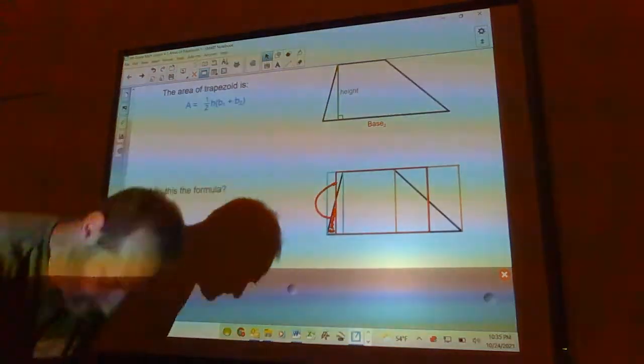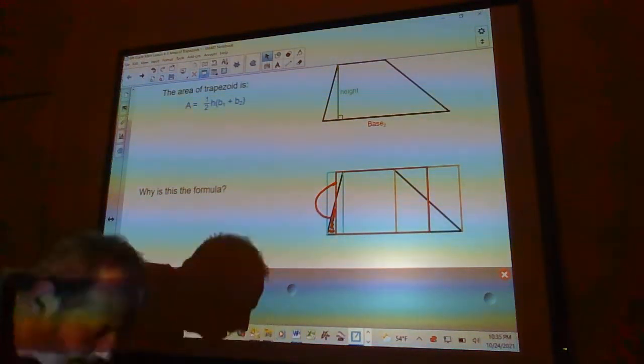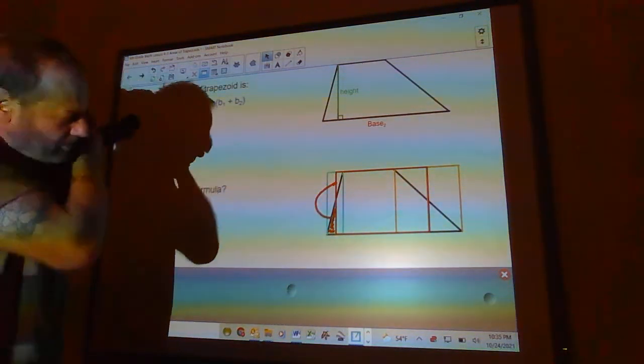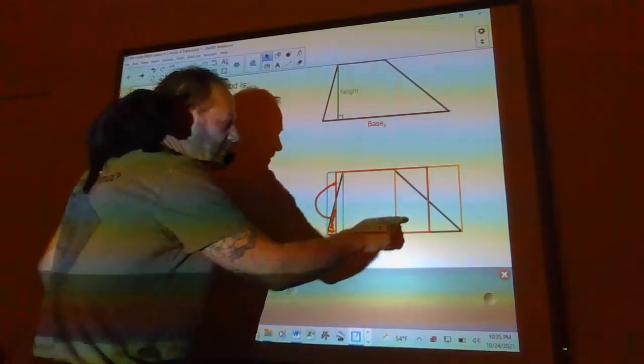Luna the math cat says that I've been doing this wrong. Okay, whoops, there we go. Anyway, I can do the same thing over here.